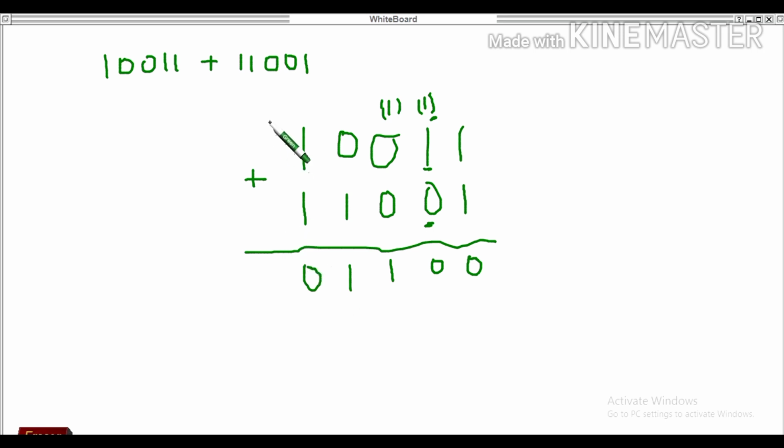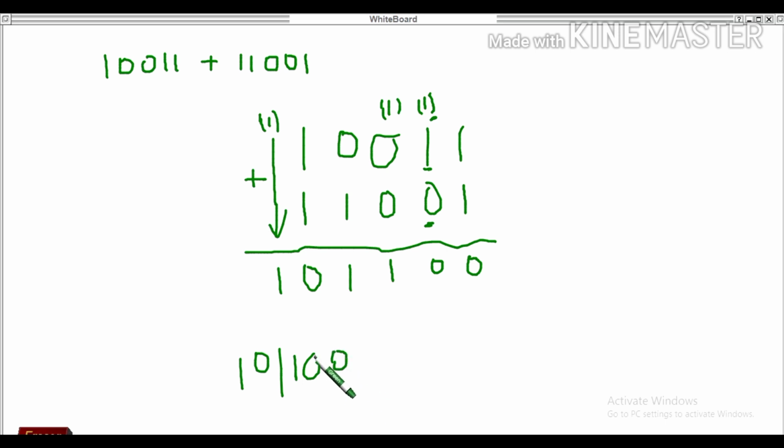1 will be carried forward. So 1 will be carried forward here, but there are no more numbers to add, so this directly will come down, and this and 1 will be added here. So here the answer will be what? The answer will be 1 0 1 1 0 0.